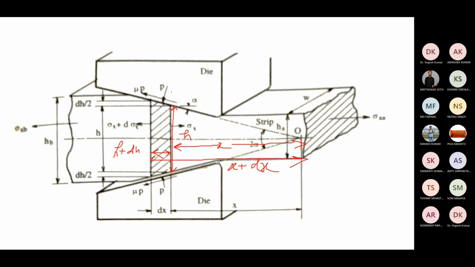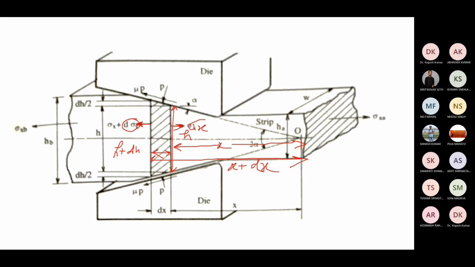Okay, so this is how you have taken the strip, and now we will try to see what are the forces that will be acting on this particular metal strip. If you see at distance x on this plane, the stress which is acting on this plane is sigma x. And at the other end of your strip, you are having stress sigma x plus d sigma x, that is the increment in stress due to this variation of your forces.